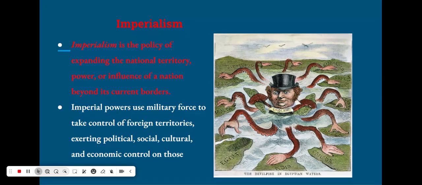So, imperialism, in its most basic definition, is the policy of expanding the national territory, power, or influence of a nation beyond its current borders. Imperial powers use military force to take control of foreign territories, exerting political, social, cultural, and economic control on those territories.